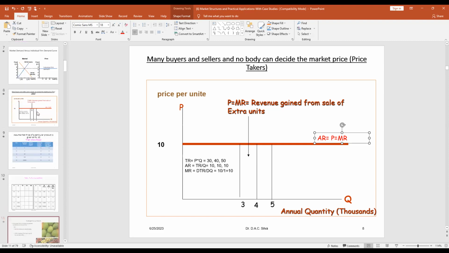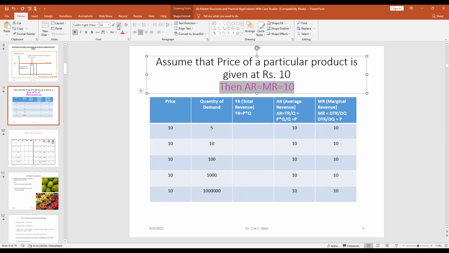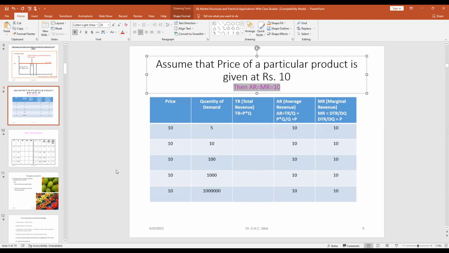Now you can calculate TR, AR, and MR here. It is very obvious, and we can have a conclusion like this: AR equals MR equals 10. This is what we can find from these equations.